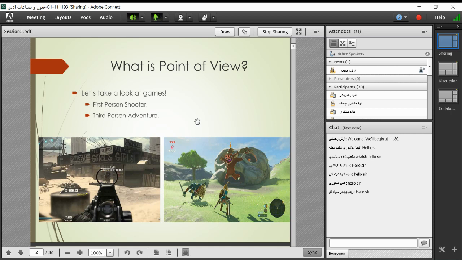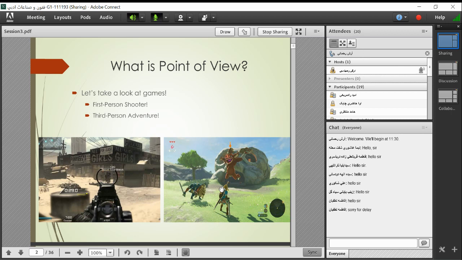Anyway, in the first person, the person who's telling you the story is also one of the central characters of the story, if not the protagonist. But in the third person, like this is a shooter game, and the one on the right is Zelda, which is a Nintendo game.